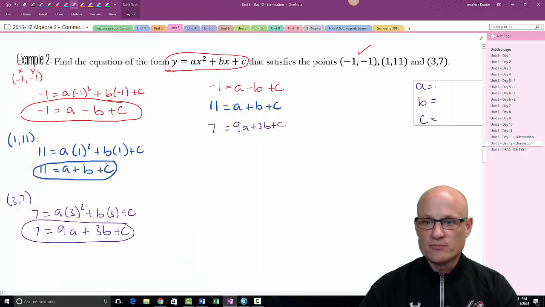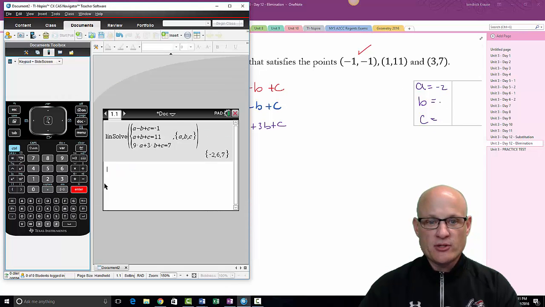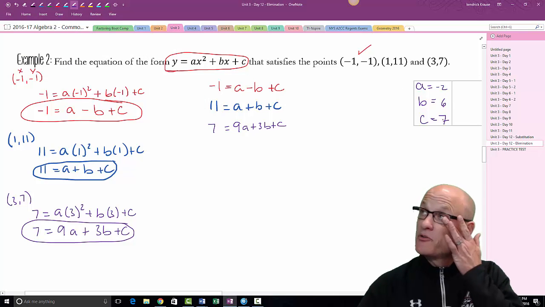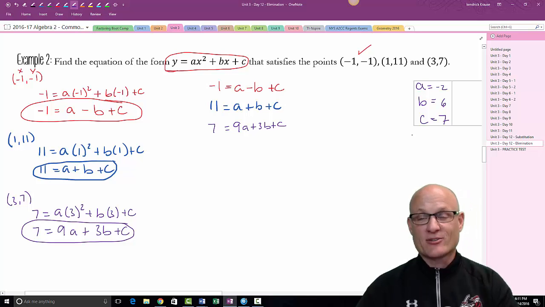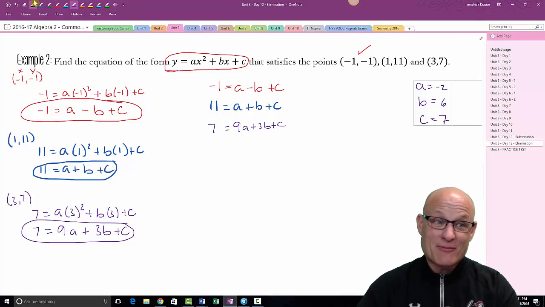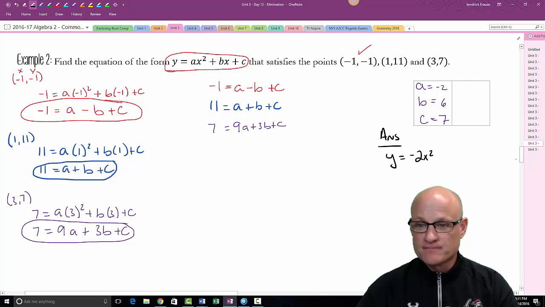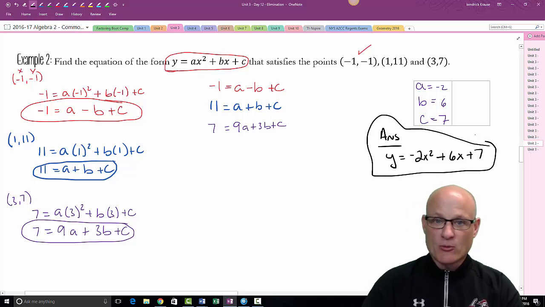a is equal to -2. b is equal to 6. And c is equal to 7. So when I'm done, I'm hoping those are my answers. Now, before I go any further, I'm going to give my final answer to this question. Here's the answer. y equals -2x squared plus 6x plus 7. There it is. There's my final answer. Wait, am I right?